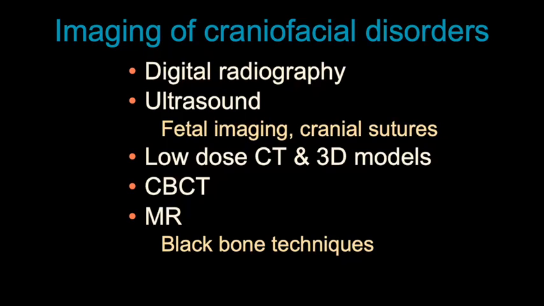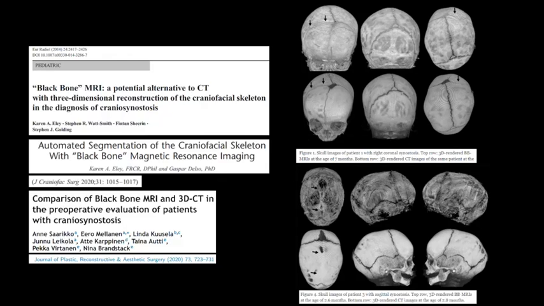MR is excellent for fetal imaging, and more recently black bone techniques have emerged for the assessment of craniosynostosis. Although articles have been around for the last decade, more recently these articles have highlighted the utilization of black bone MRI for the assessment of craniosynostosis. The advantages of these techniques are that MR avoids ionizing radiation. However, the disadvantages are that patients are more likely to require sedation or anesthesia.